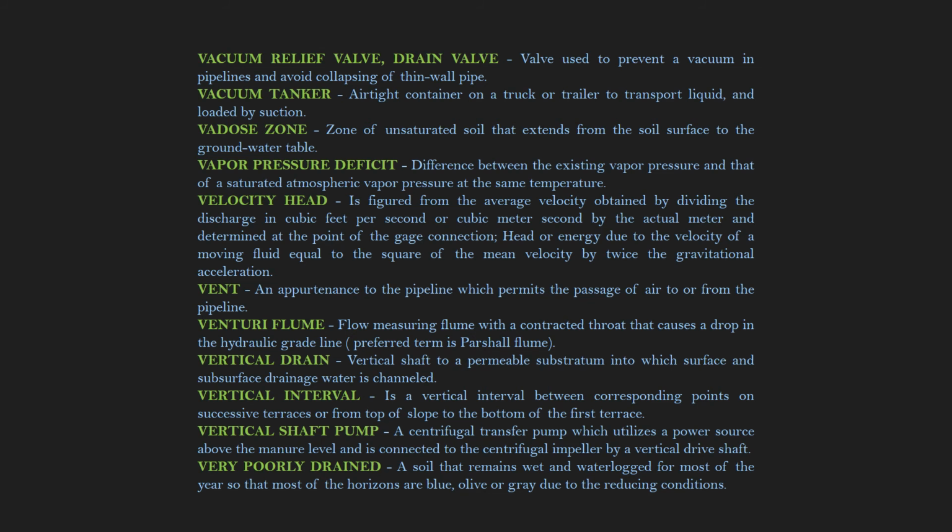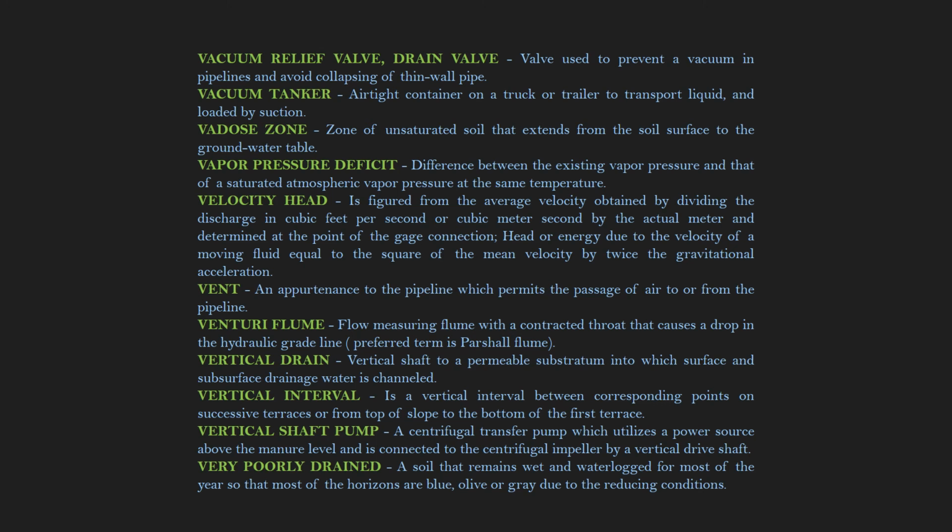Velocity head is figured from the average velocity obtained by dividing the discharge in cubic feet per second or cubic meters per second by the actual area, and determined at the point of the gauge connection. Head or energy due to the velocity of a moving fluid equal to the square of the mean velocity divided by twice the gravitational acceleration. Vent, an appurtenance to the pipeline which permits the passage of air to or from the pipeline. Venturi flume, flow measuring flume with a contracted throat that causes a drop in the hydraulic grade line. Preferred term is partial flume.